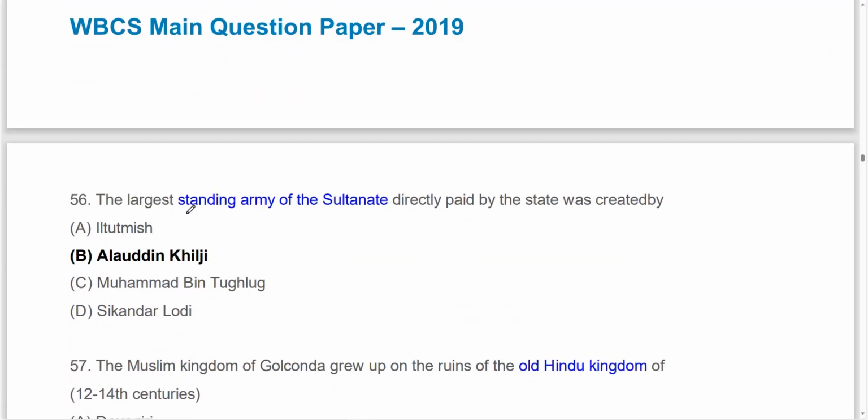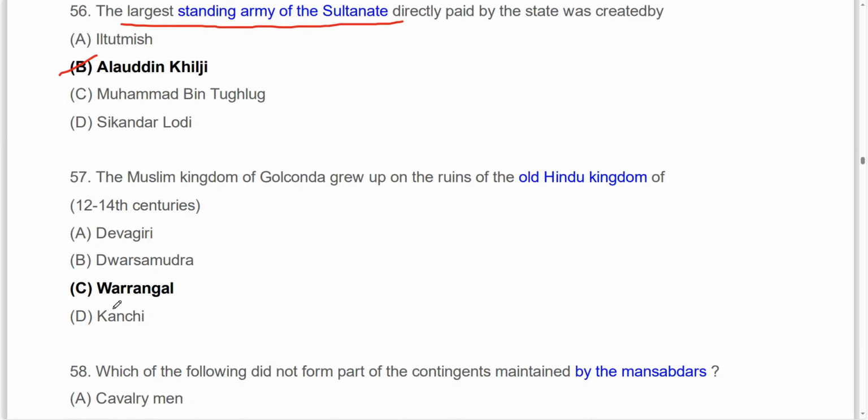The largest standing army of the Sultanate directly paid by the state was created by Alauddin Khilji, of course. Moving on, the Muslim kingdom of Golconda grew up on the ruins of old Hindu kingdoms of Warangal. So from the ashes of the Hindu kingdom of Warangal, the Muslim kingdom of Golconda grew up. Fine. So it was the 12th to 14th century.